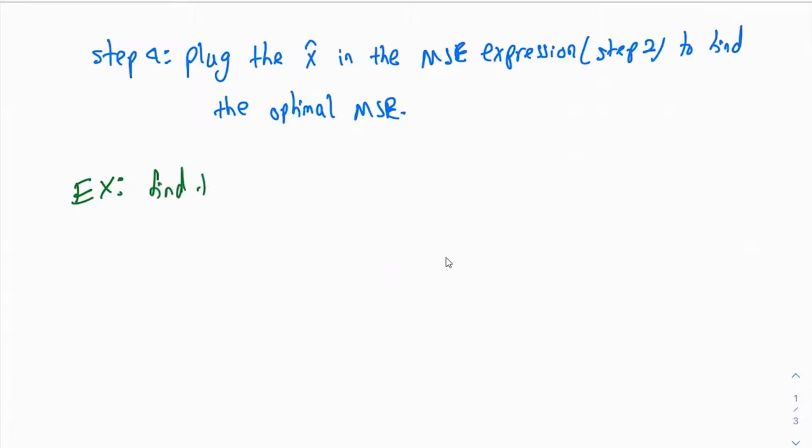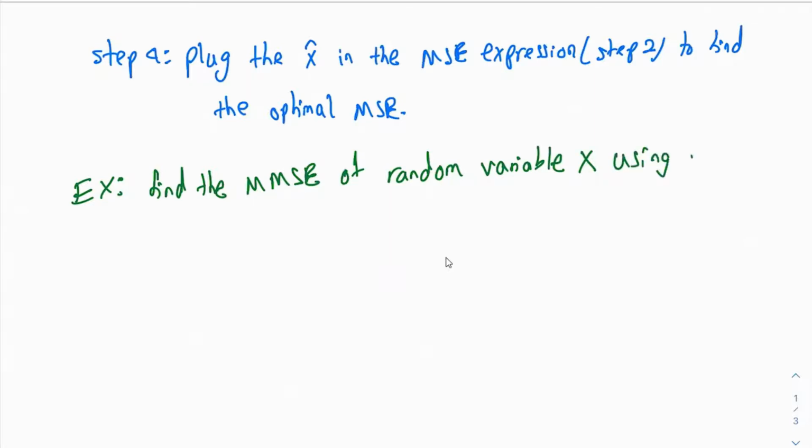Find the MMSE estimator of random variable x using the constant y. So the question is to find the minimum mean square estimation of the random variable x using a constant y.